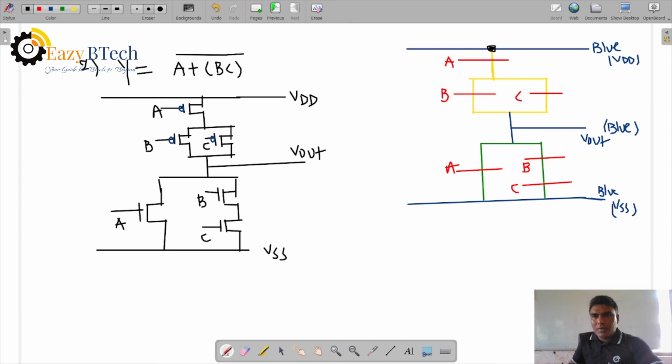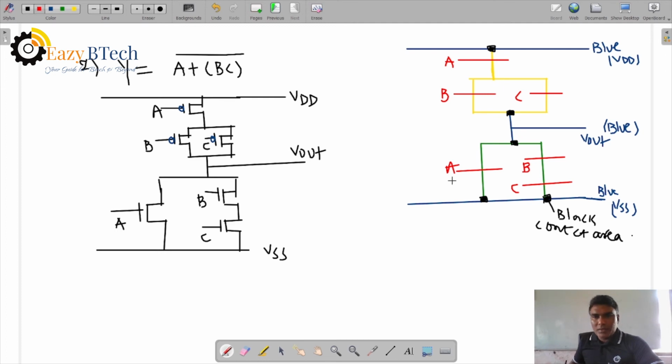Interconnection contact area. You can take black contact. So you see this is a black contact, this is a black contact, and this is a black contact. Two layers are here: metal and the diffusion. So black color is used for the contact area. Two layers are here.